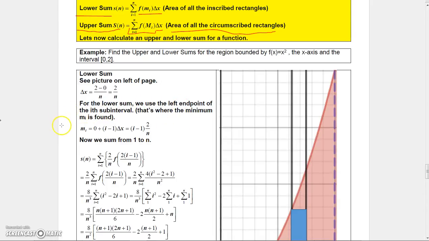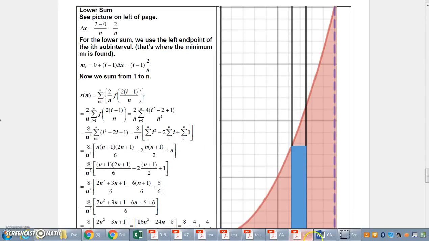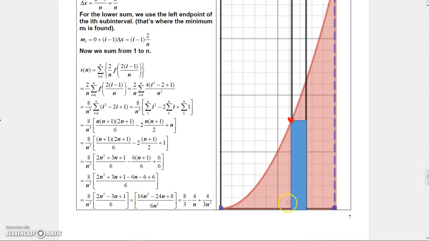So let me show you how to find the upper and lower sums for the region f of x equals x squared from 0 to 2. Now, let's just take a look at one rectangle. You can see for the lower sum, the left endpoint would give us the height of that rectangle. So this would be inscribed rectangles, and this left endpoint would give us the height.